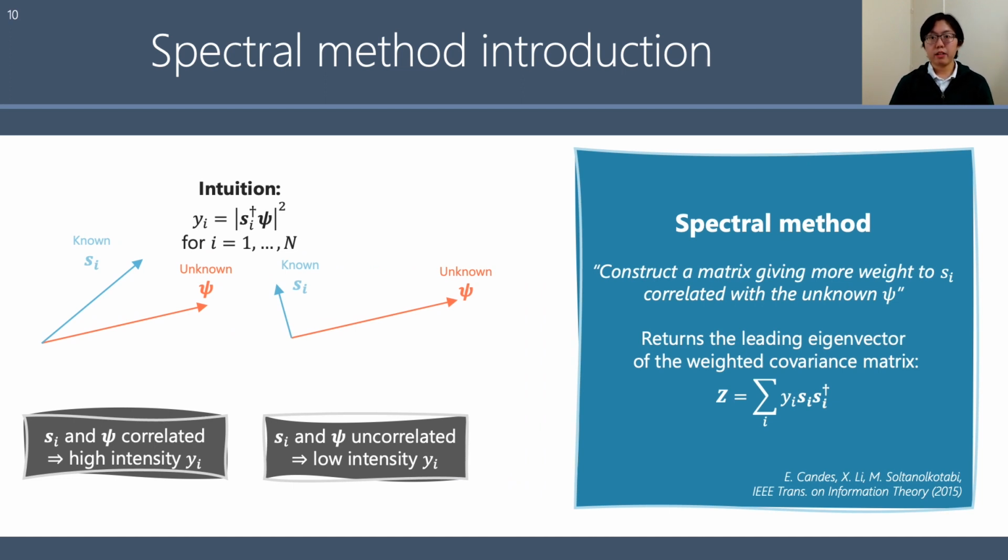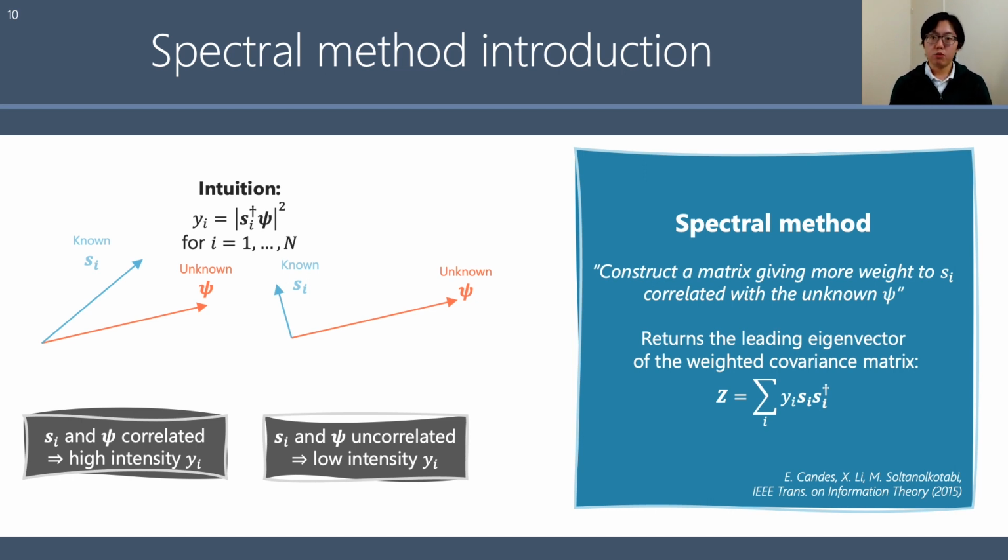Hence, we would like to build a matrix giving more weight to Si when it is correlated with our unknown psi. We do it with the following matrix Z. Each term in Z is a rank 1 matrix pointing in the direction of Si that will be weighted according to the measured intensity yi. We sum over all the measured intensities and hope that the leading eigenvector of this matrix will be correlated with psi.